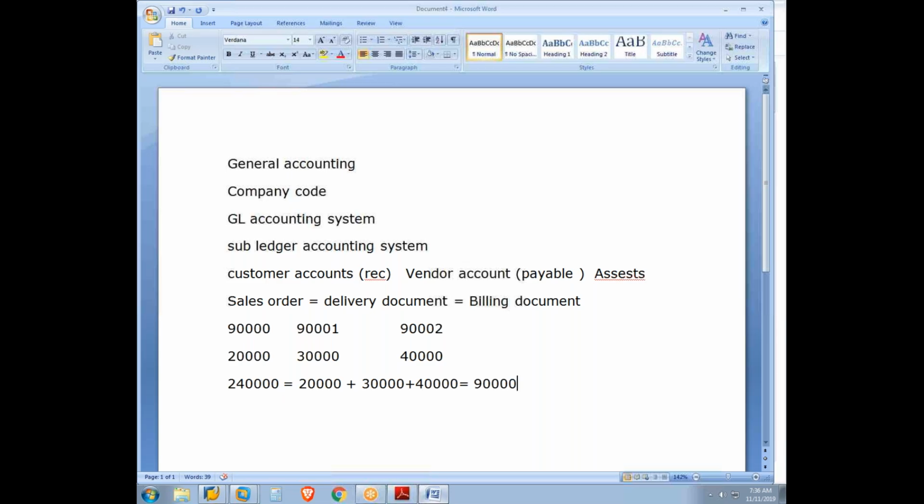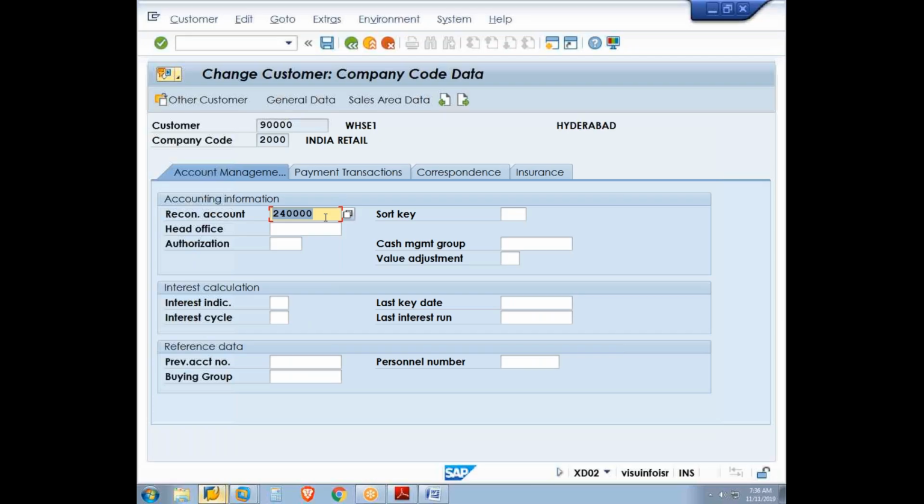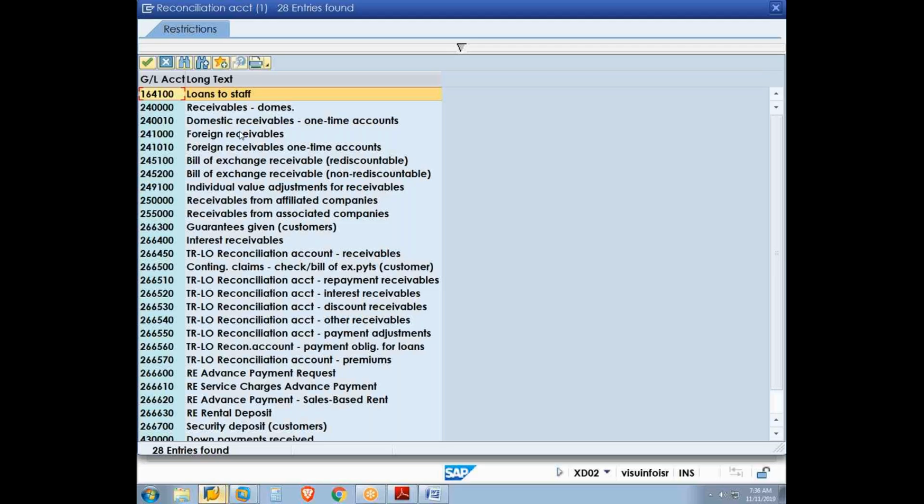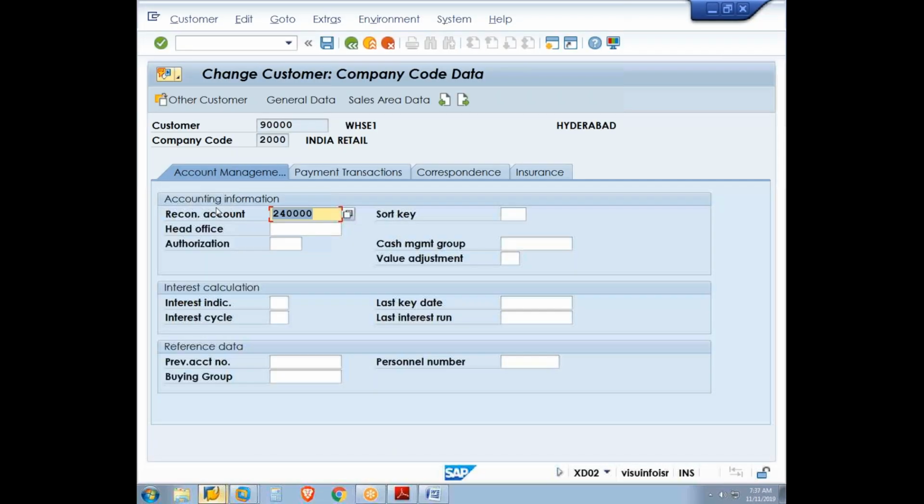So the customer account is integrated with the sub-ledger accounting system. That's why whenever you create a customer master, we have to enter the company code data in the customer master, and thereby we maintain this particular reconciliation account. So if you can see here, we have maintained one reconciliation account. There are so many other reconciliation accounts: receivable domestic, domestic receivable for one-time accounts, foreign receivables. There are some customers to whom we are exporting goods and services. So whenever you create any foreign customer, we maintain this particular GL account. All these GL accounts are maintained in the general ledger accounting system.